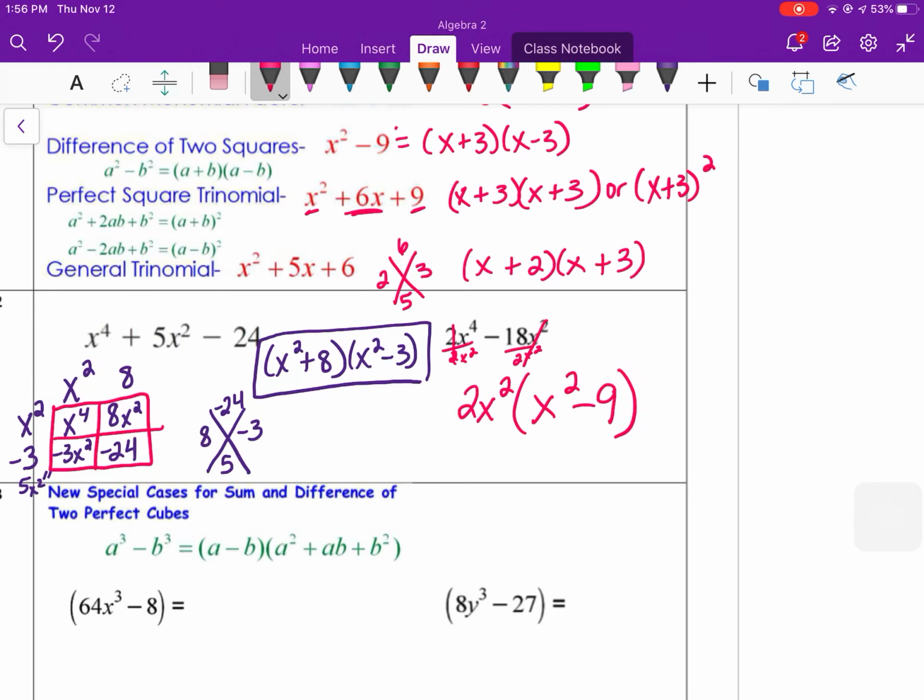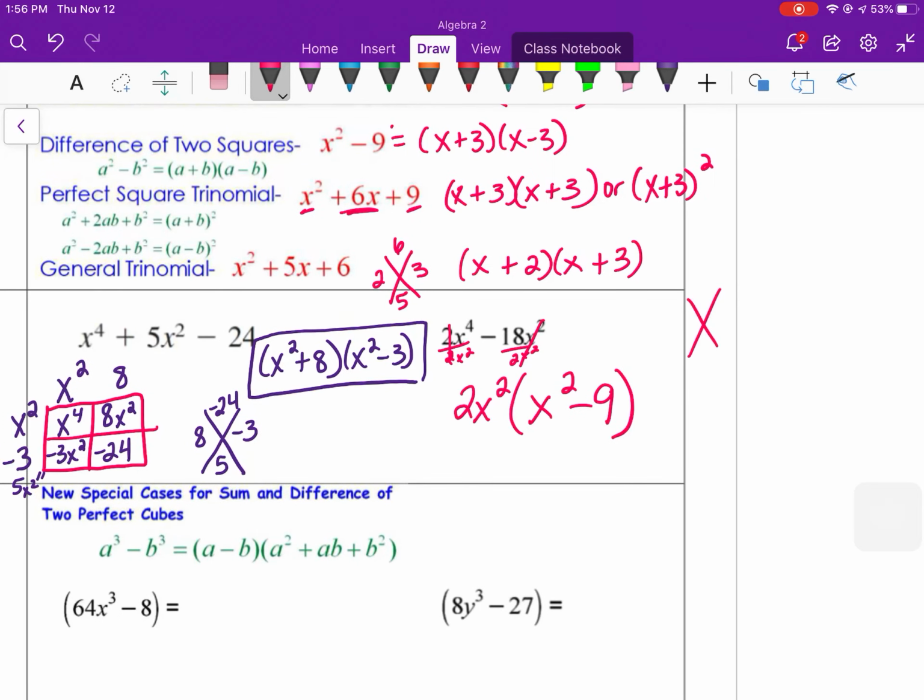So there we are. Now this time what I'm left with, x squared minus 9, does factor more because those are difference of perfect squares. Because I can find something that multiplies to 9 and adds up to the 0 in the middle, it's negative 3 and positive 3. So it'll factor further to 2x squared times x plus 3 and x minus 3. And then that's as far as it goes.